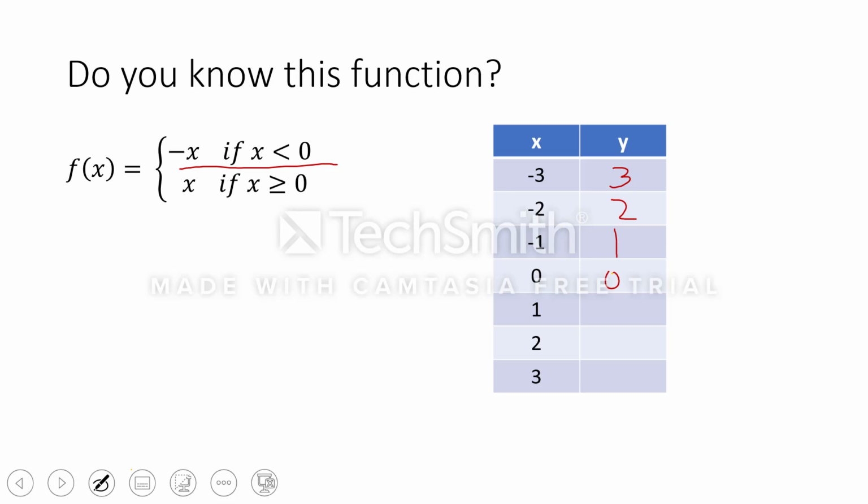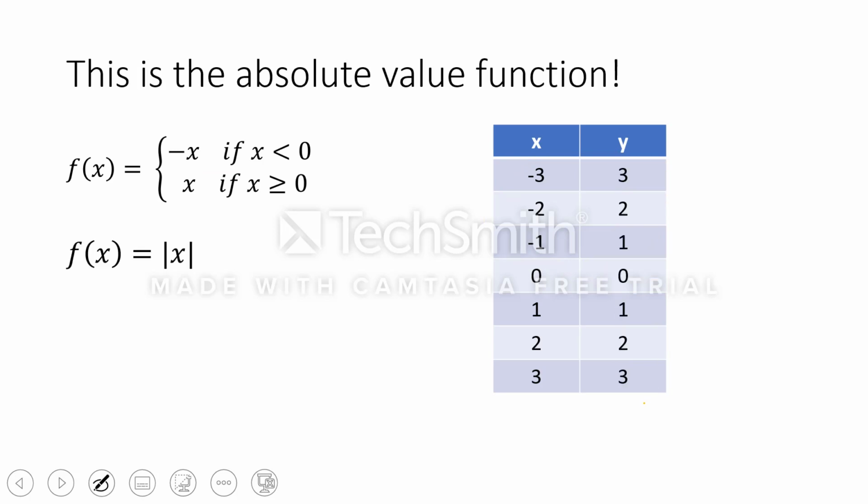Now, if x is greater than or equal to 0, I've got just exactly what x is equal to, so y is equal to x. Okay, so you've seen this function before. Whenever you have something negative, you just output the same number but positive, and if it's positive, you just output the number that you have. What is that function? That's the absolute value function, of course.